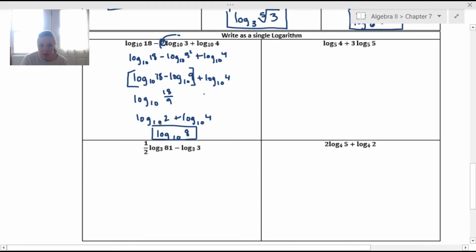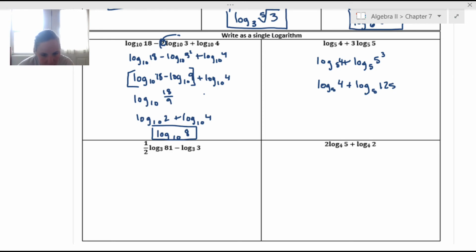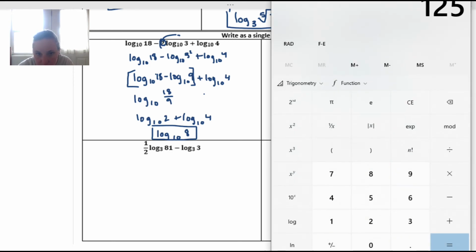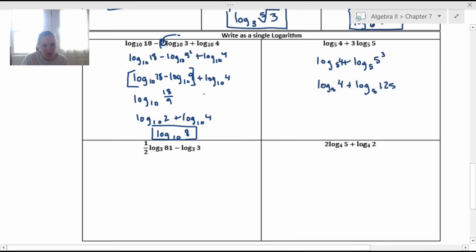All right, let's do another one. I encourage you guys to pause before you watch me do it. So log base 5 of 4 plus, and then this is going to become an exponent, log base 5 of 5 cubed. 5 cubed is 125, so log base 5 of 4 plus log base 5 of 125. And now I'm just multiplying 4 times 125. Let's do the calculator. 4 times 125 is 500. So we've got log base 5 of 500.